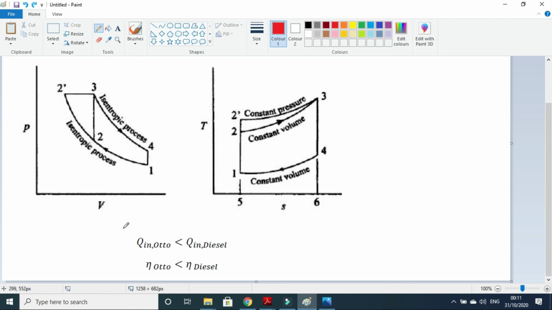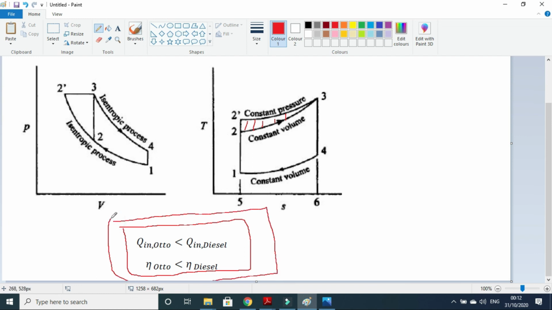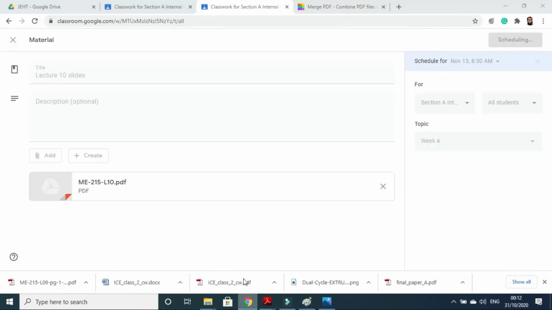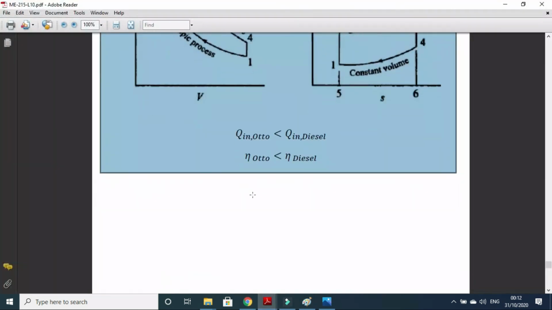So you need to write only this thing: since the diesel cycle has higher Q in, its efficiency will be higher than the efficiency of the Otto cycle. This question may be asked for 3 or 4 marks, and for 3 to 4 marks you only have to write this, then you will get full marks.